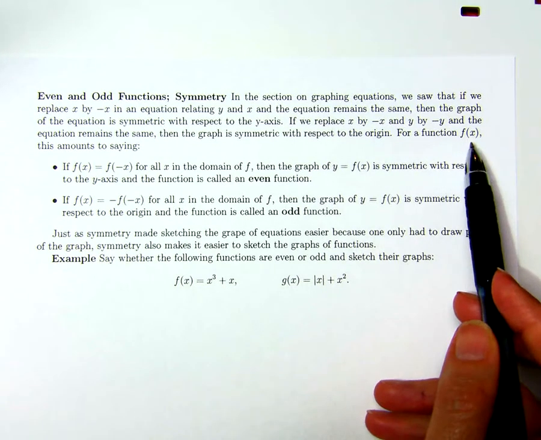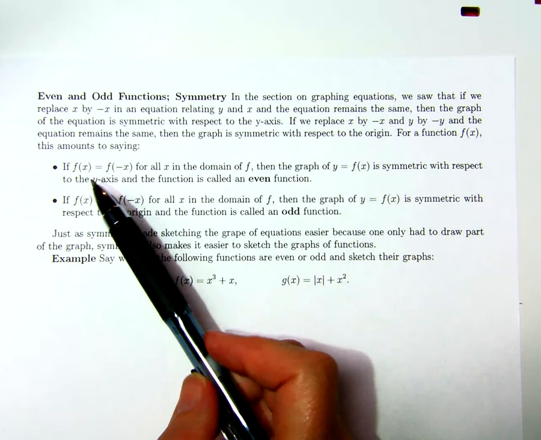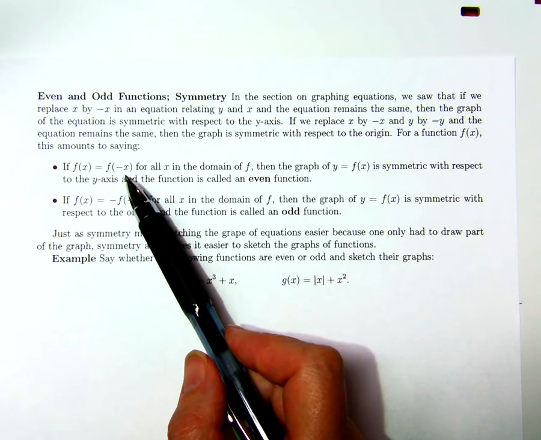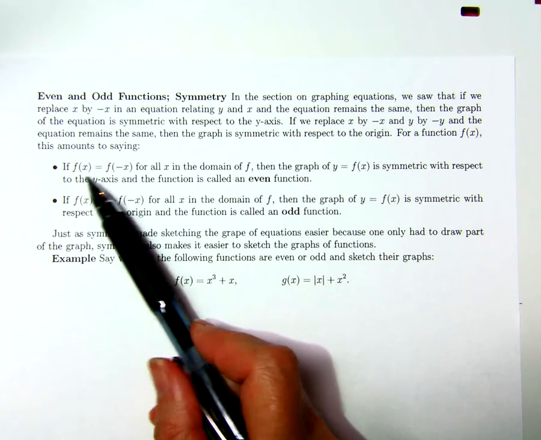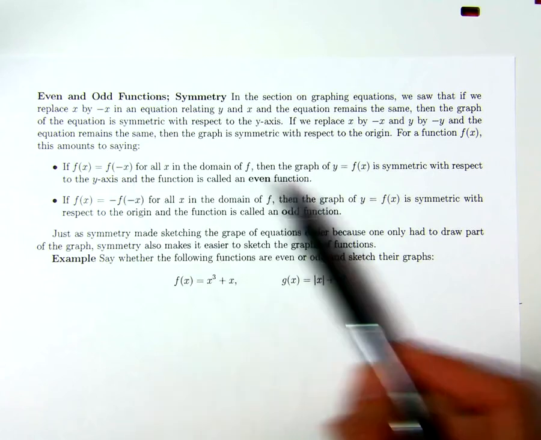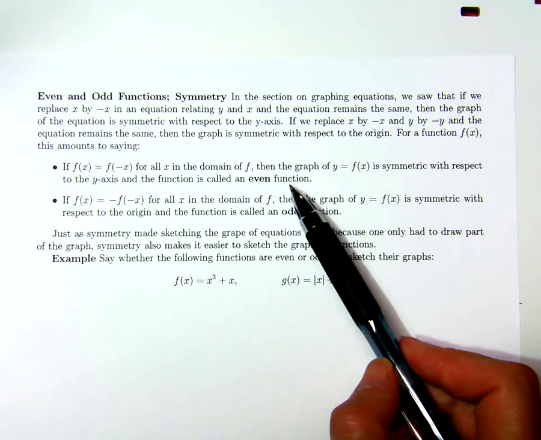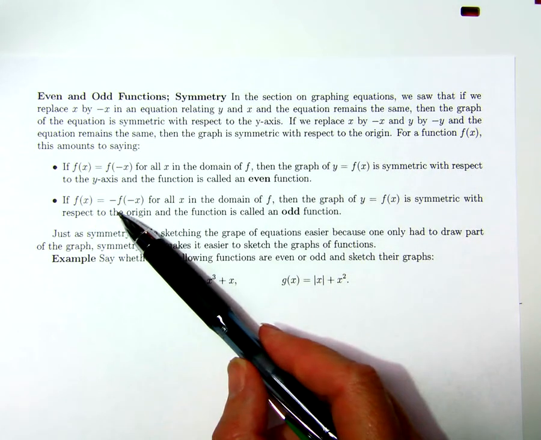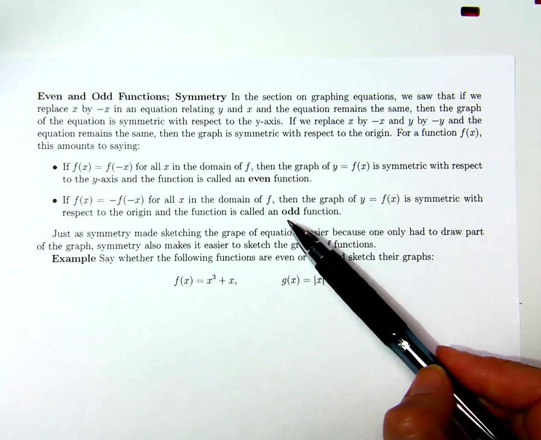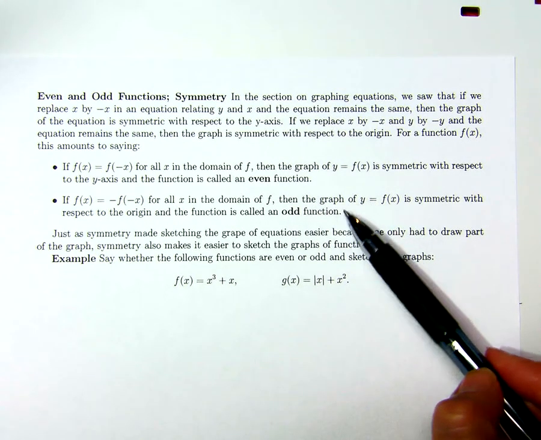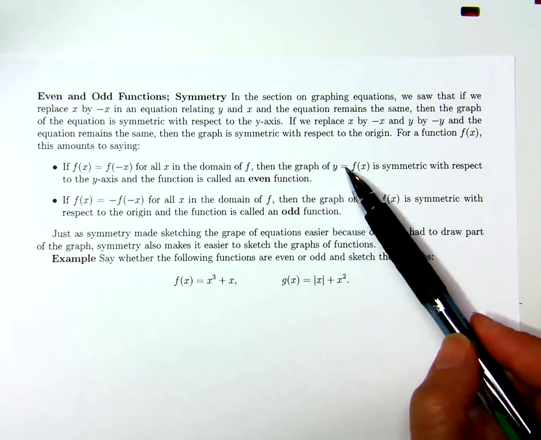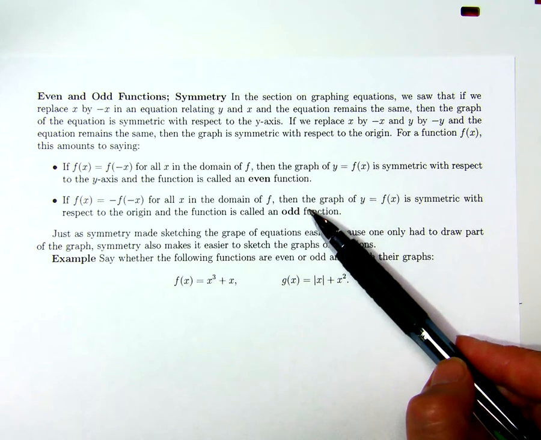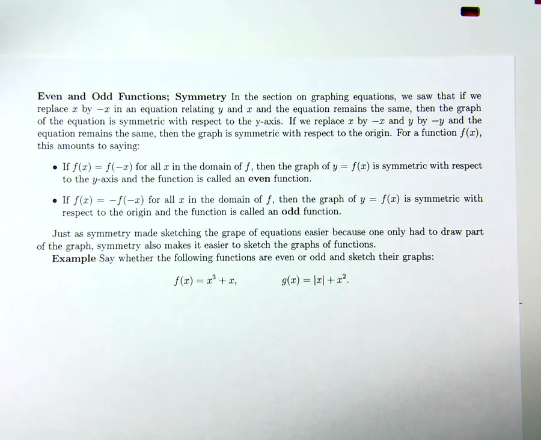And so for a function f of x, this amounts to saying that if we replace x by negative x in the formula for f, and suppose f of x equals f of negative x, then the graph is symmetric with respect to the y-axis, and it's called an even function. And if f of x is negative f of negative x, then it's symmetric with respect to the origin, and it's called an odd function. Now, of course, there's no reason for either of these two things to happen, but if they do happen, then it's enough to draw half of the graph.